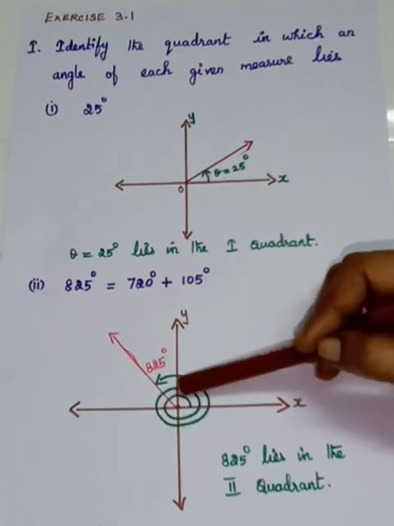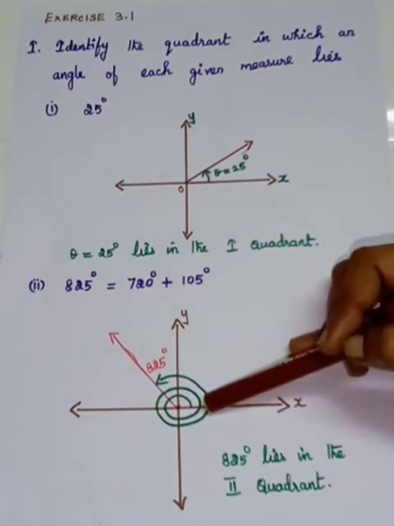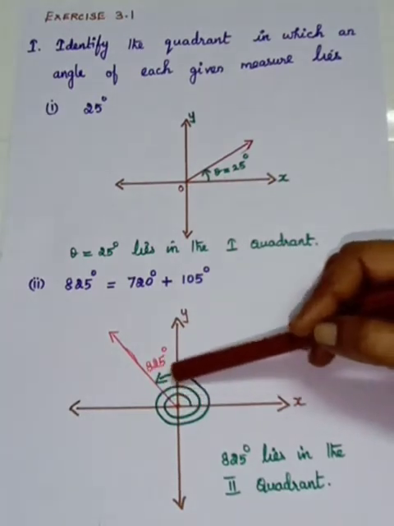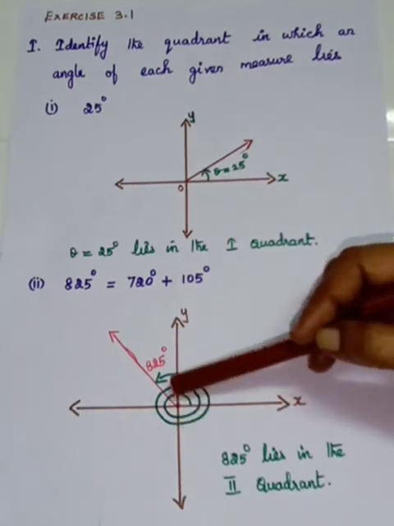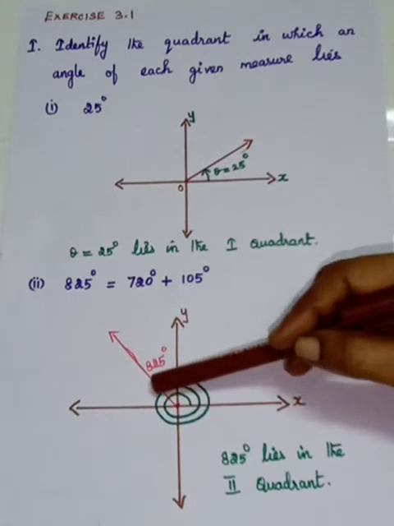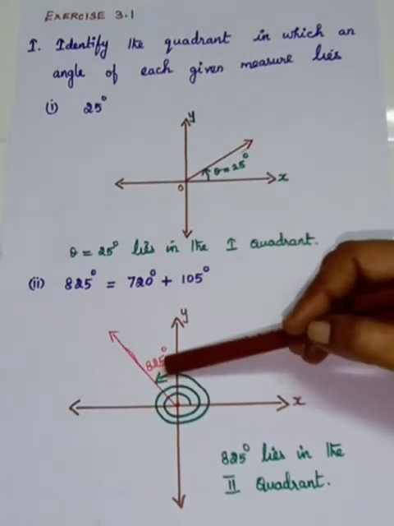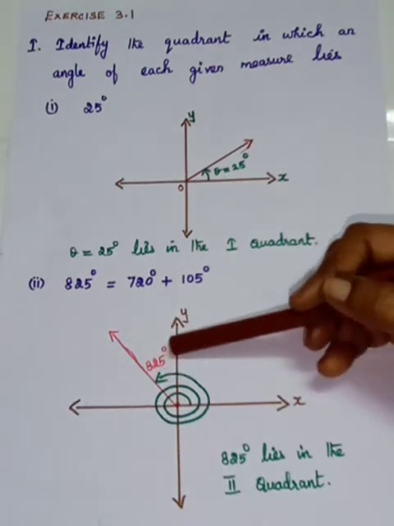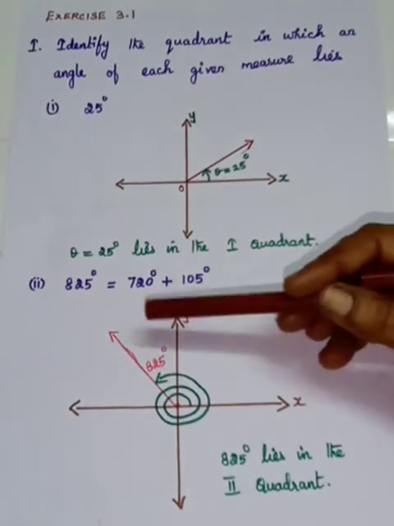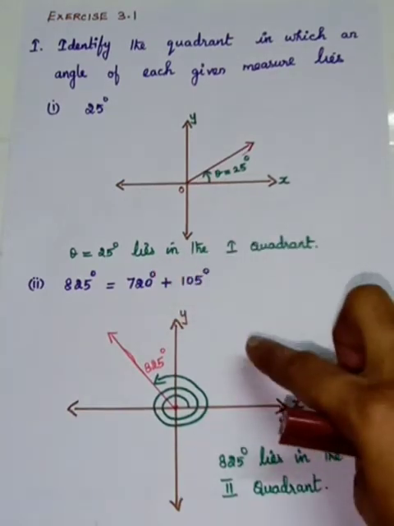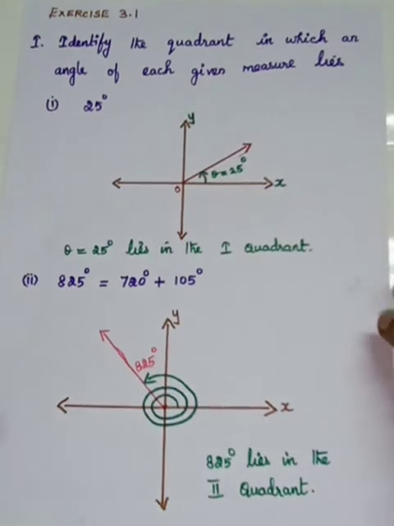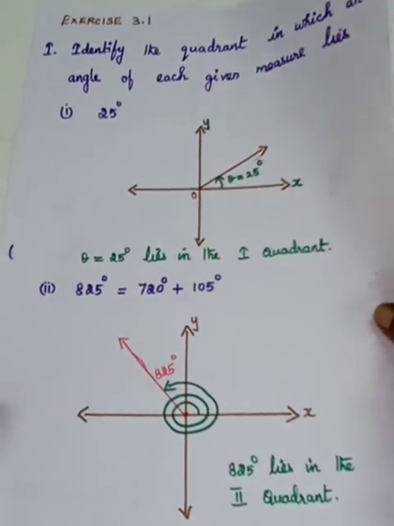After making 2 complete rotations, we moved 105 degrees in the anti-clockwise direction. So you have to mention the arrow mark in this way. So this is your 825 degrees. Where is your 825 degrees? It lies in the second quadrant. This is the first quadrant. Here it is the second quadrant. Okay, so you come to the third one.